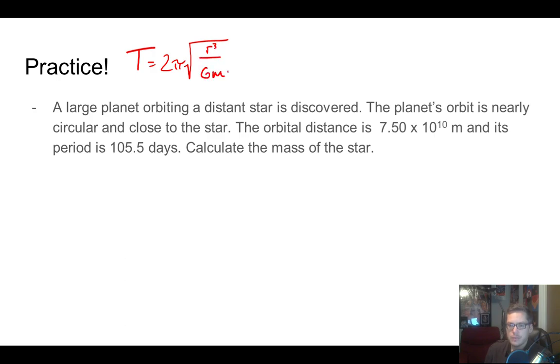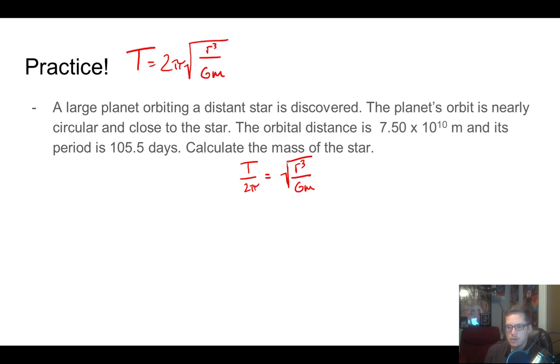All right. So we need to, and it says calculate the mass. So that means we're going to have to do a little bit of finagling here to solve for mass. Okay, so I'm going to take this equation and we're going to solve for mass. So we're going to do a little bit of algebra. Let's divide by 2 pi on both sides. So T over 2 pi is equal to the square root of r cubed over GM.